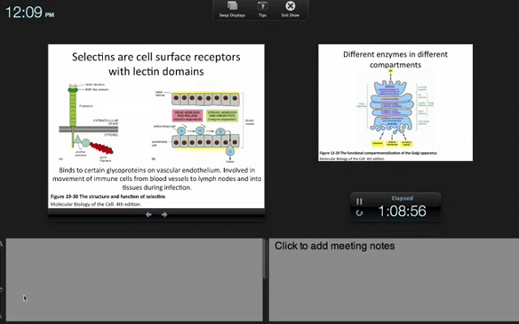Because remember, you've got this blood that's rushing by. These cells need to slow down and stop so they can squeeze through the cells in your blood vessels to get into tissues. So that's one example, just one, of a role for glycoproteins. Selectins bind to glycoproteins on vascular endothelium, and they're involved in movement of immune cells from blood vessels to lymph nodes and into tissues during infection.